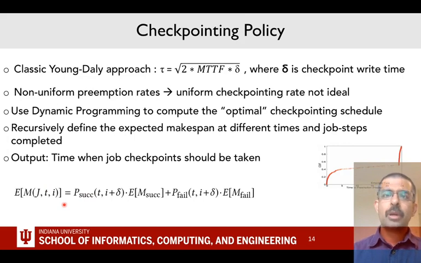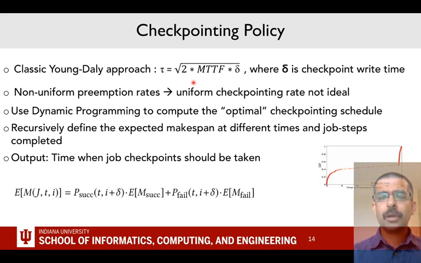The other scenario and policy in which our model helps is that you can use a model to come up with an optimized checkpointing policy for these kind of bathtub shape preemptions. So conventionally, a classic Young Daly approach is used, which has uniform checkpoint intervals, which is shown by this equation here. In our case, the preemption rates are not uniform, and so this periodic checkpointing is not ideal.